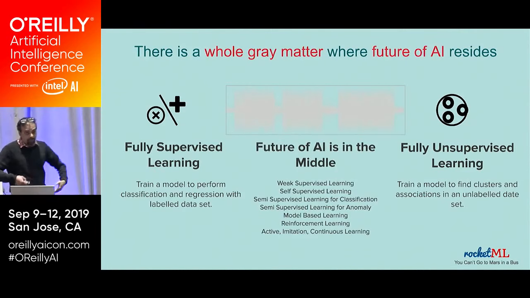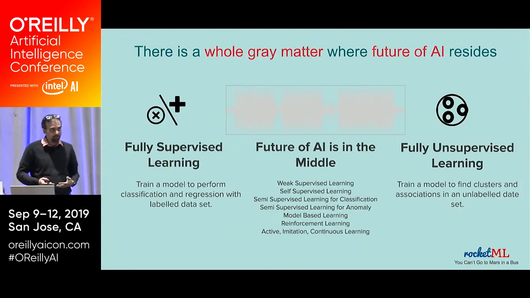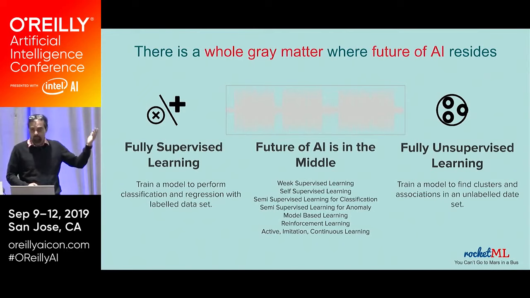Now, a lot of new methods are coming up in the middle because of the problems on both extremes, which is where we think the future of AI resides, because they address the problems of the current methods. So I'll give an introduction to each of these and set it up for Santi.